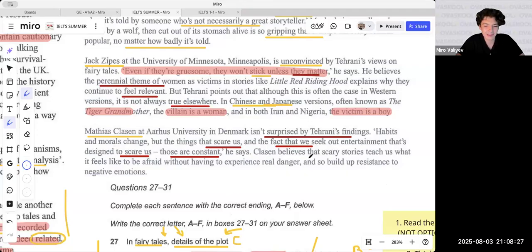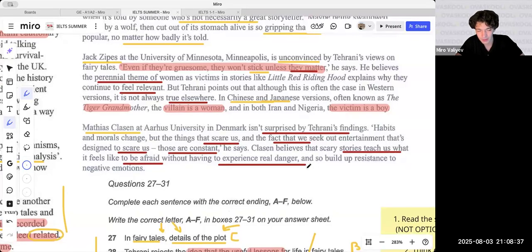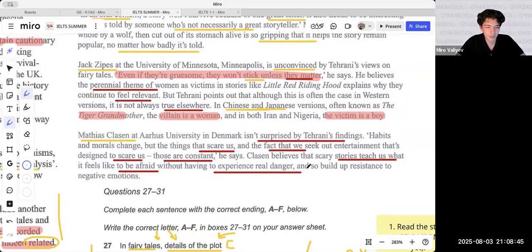Yeah, and Klassen believes that scary stories teach us what it feels like to be afraid without having to experience real danger. You see, you want to feel what it's like to be a little girl in the forest trying to get to her grandmother, and then apparently the wolf eats the grandmother. Yeah, you see many variations, like everything is mixing up in my mind.